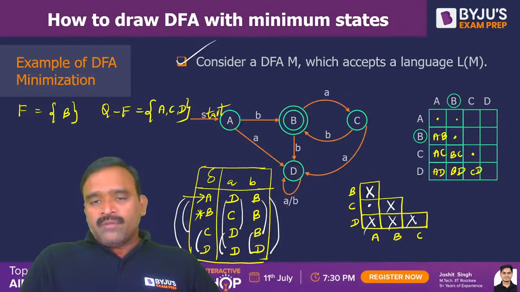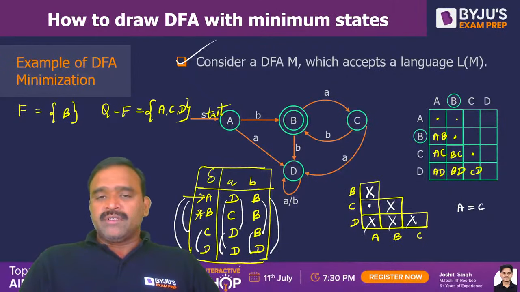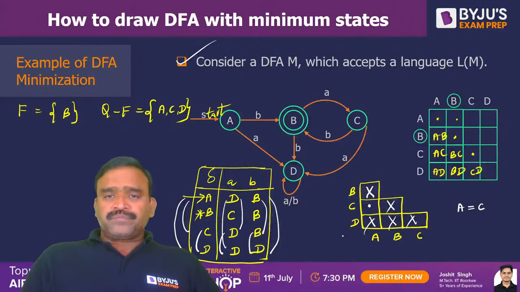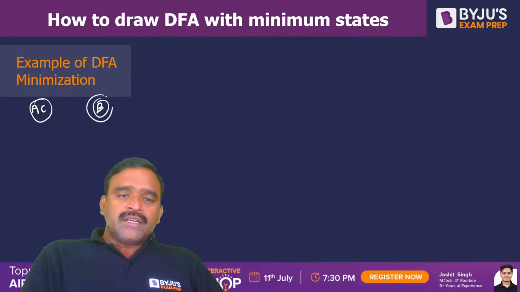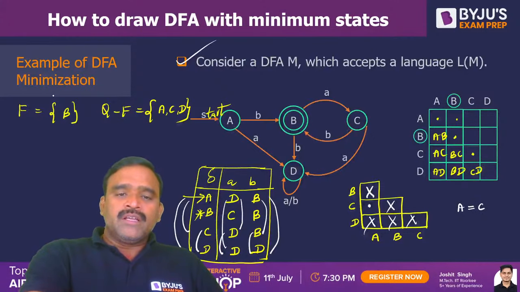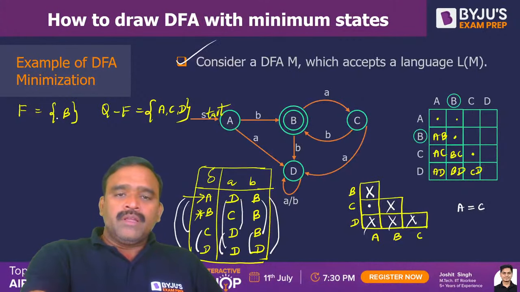So we are not able to prove their distinguishability. That means we can consider A is equivalent to C. When A is equivalent to C, we can club AC into a single state like this. B is still a final state, and D is a non-final. How can we define the transitions here? AC on A is D. AC on B is B.